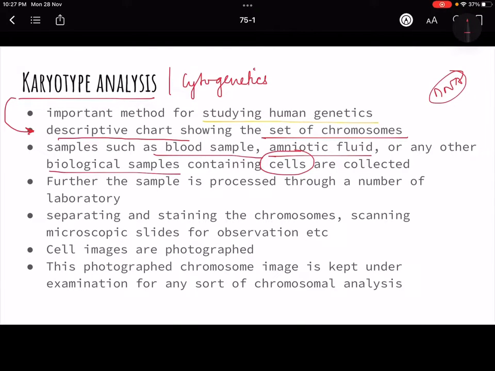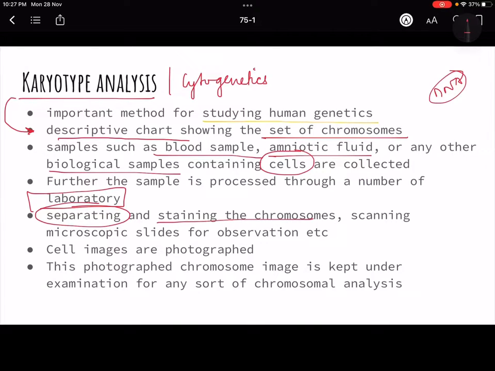So you will take the blood sample or any other sample, and this sample will be processed in a laboratory. Obviously, whenever you give a blood sample, you have to go to a lab. They will only do it now. So what they will do is, they will take your blood samples, separate your chromosomes and stain them, because they have to study certain things.